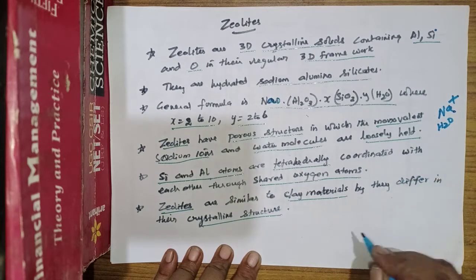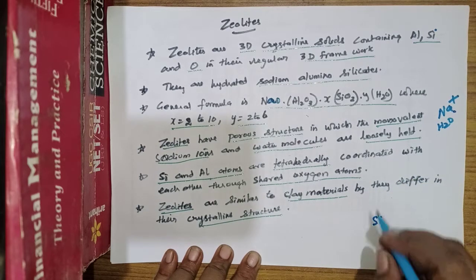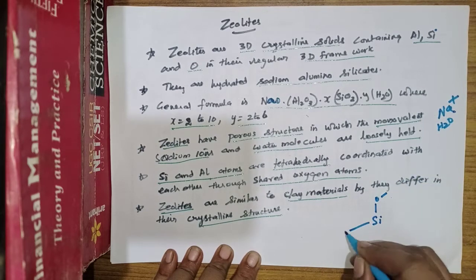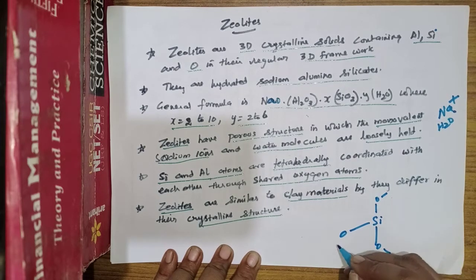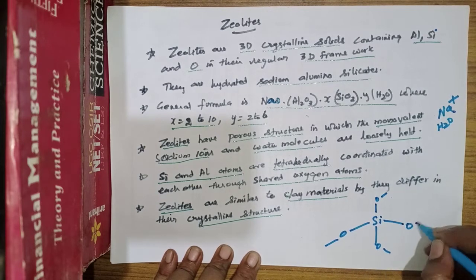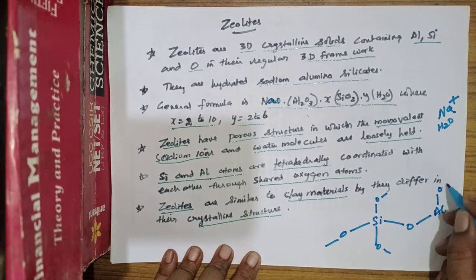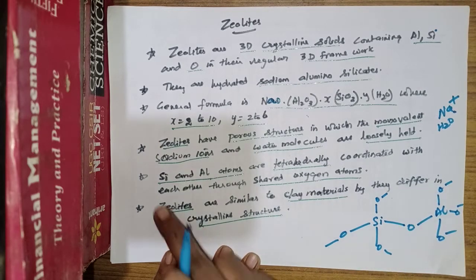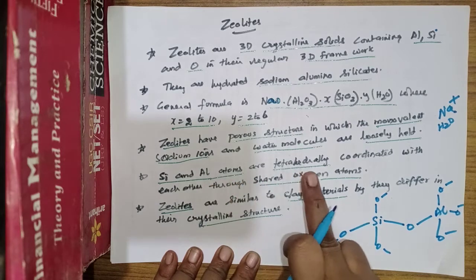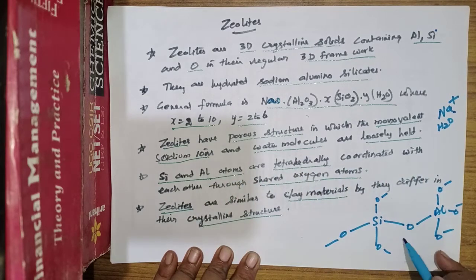How is it? Now write a silicon, Si, with O minus. So this is the structure. Silicon and aluminum atoms are tetrahedrally coordinated with each other through shared oxygen atoms.